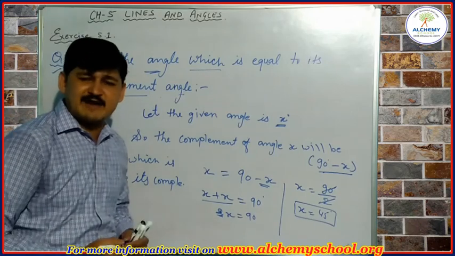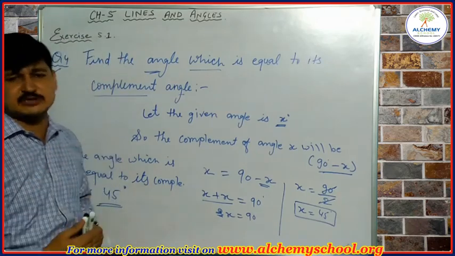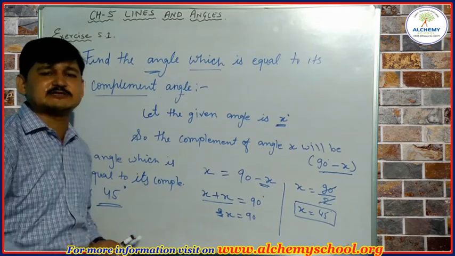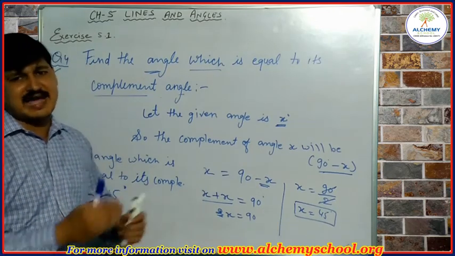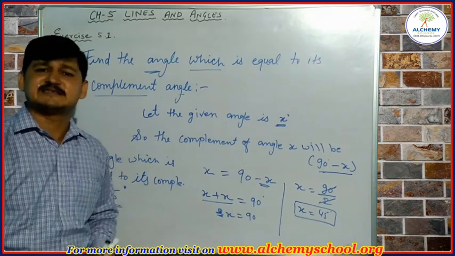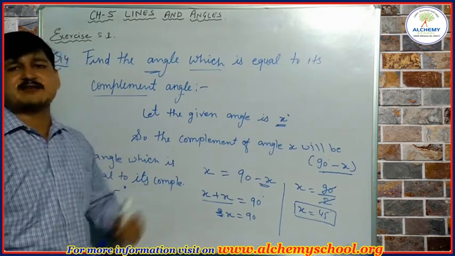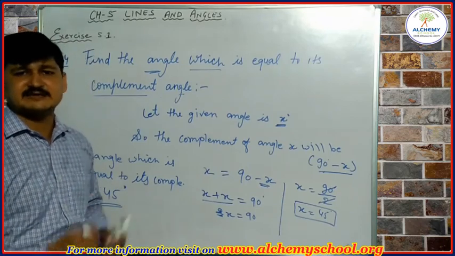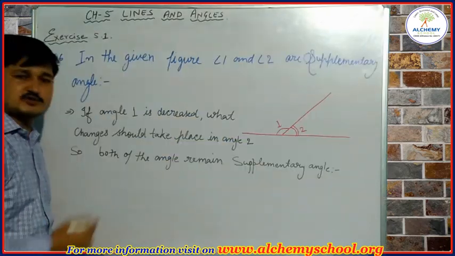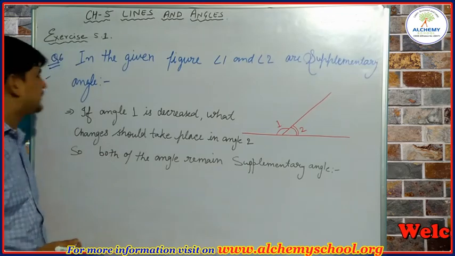Okay, so question number 5 is as simple as question number 4. You can try to solve this question by yourself. In question number 5, you have to find an angle that is equal to its supplement angle. Okay, so you can try this question by yourself. Okay, next we are going to see the question number 6. So let's see what is given in question number 6.